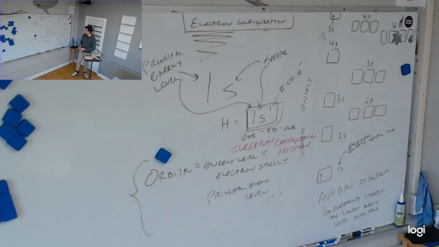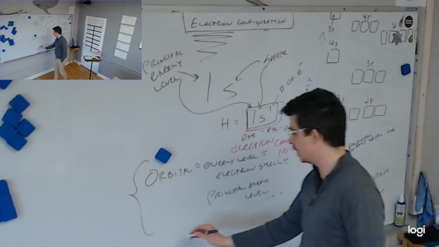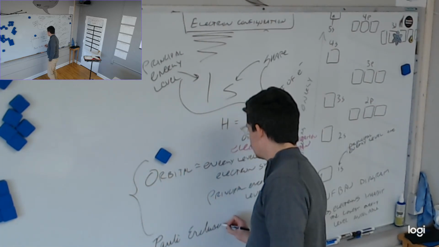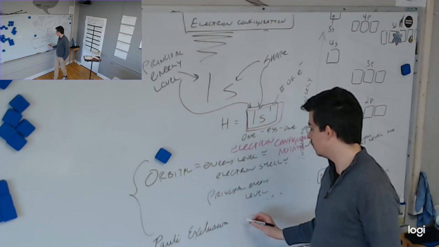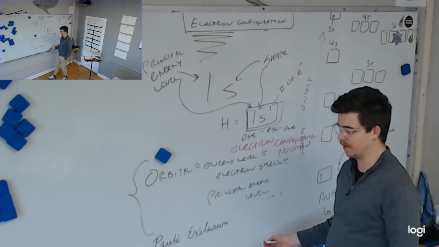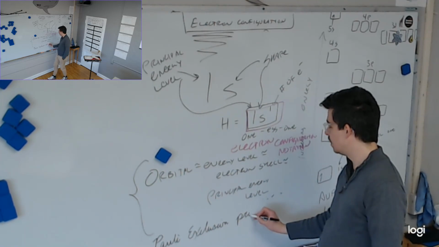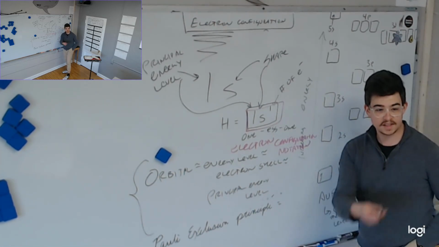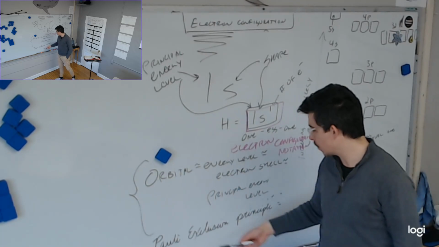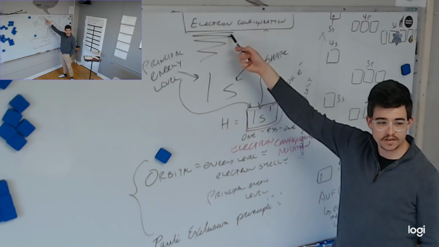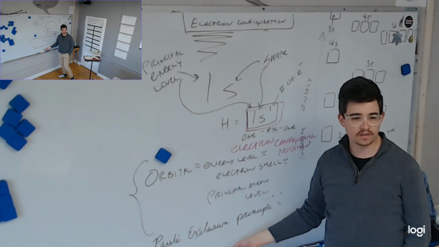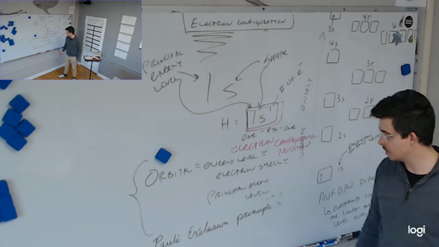The second rule is what we call the Pauli exclusion principle. This one I'm almost certain is named after a person. Pauli exclusion principle. What can you already tell is going to be the purpose of the Pauli exclusion principle? To exclude, to take out. So what are we going to be excluding, if we're doing electron configurations? Electrons. We're going to be excluding electrons.